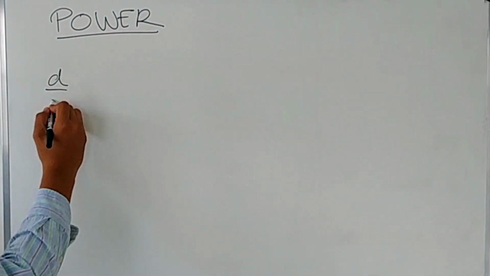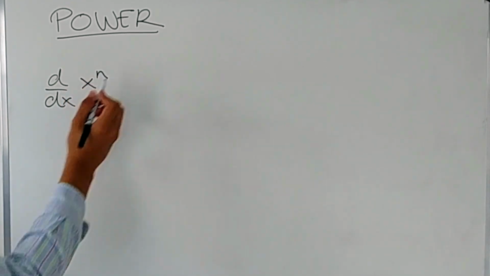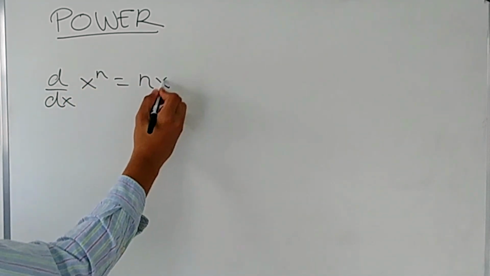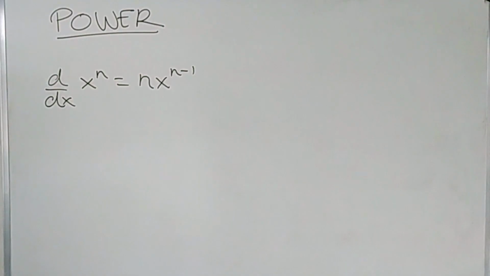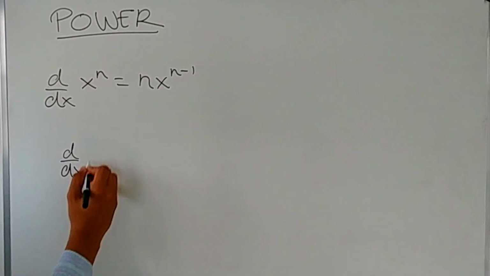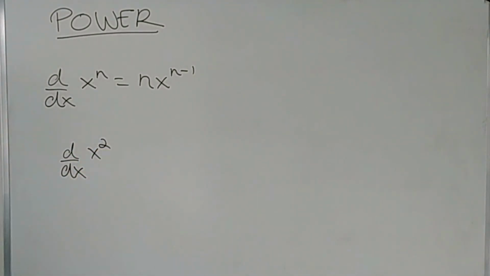This is actually quite an important one, which states the derivative of x to the n equals nx to the n minus 1. So basically, let's say we have the derivative of x squared, much like we did in the previous video.